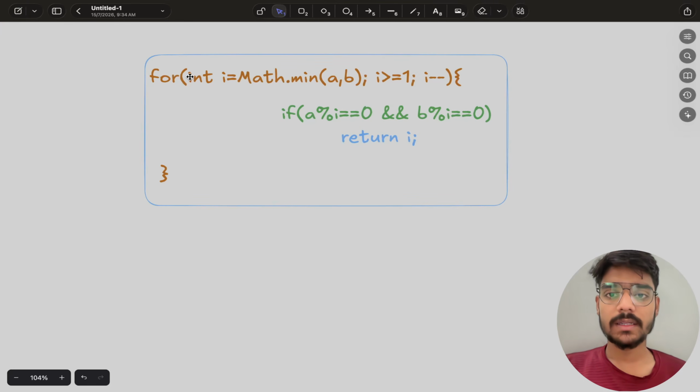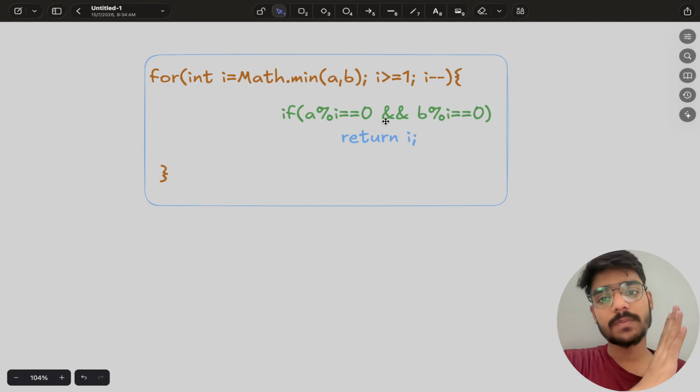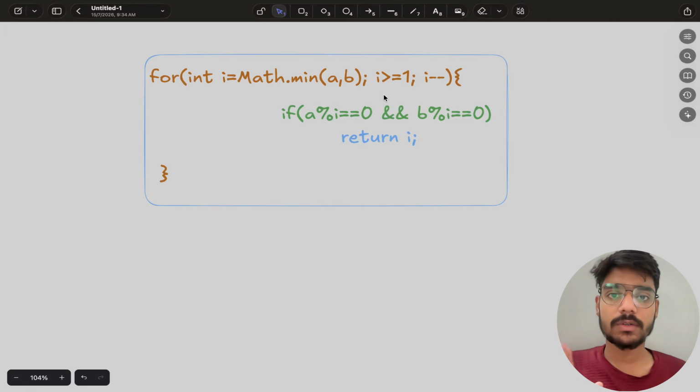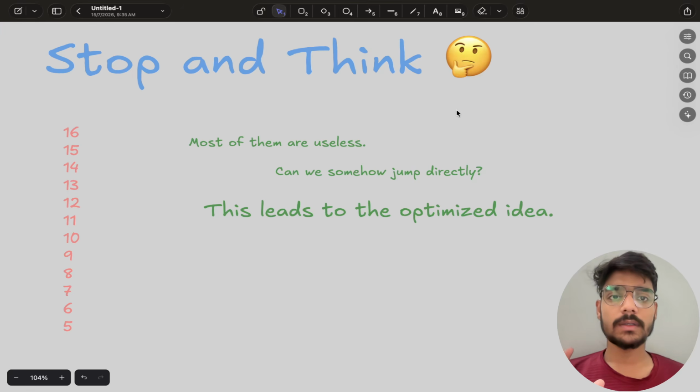As we can see, this is a loop which runs from the minimum of a and b, decreasing one by one. If i can divide both a and b, we return i as soon as possible, because we are decreasing from larger to smaller. We need to stop thinking about iterating over all the numbers and jump to the number that is clearly the GCD. Most of these numbers are not useful, because we got the answer at the very last, which is 4.